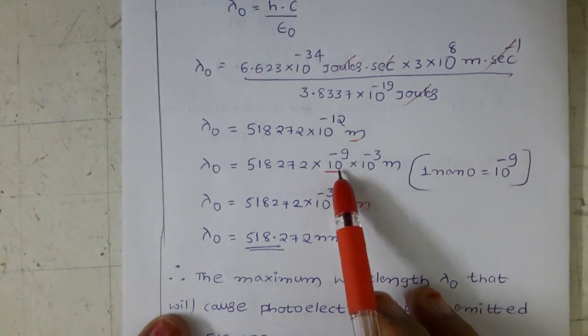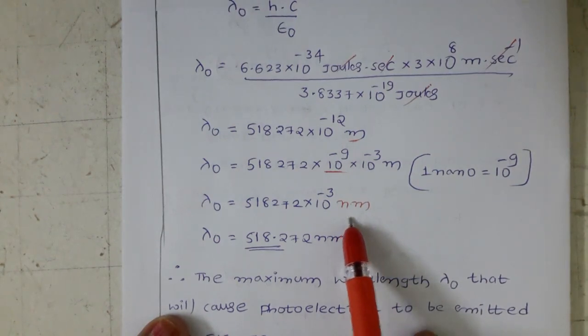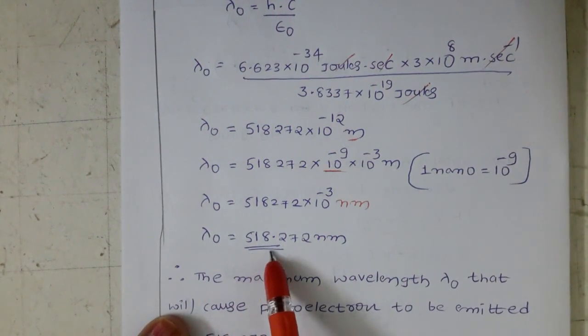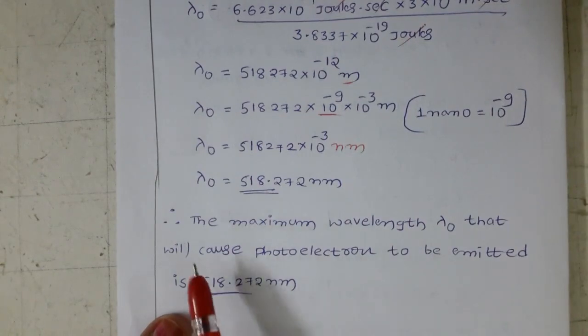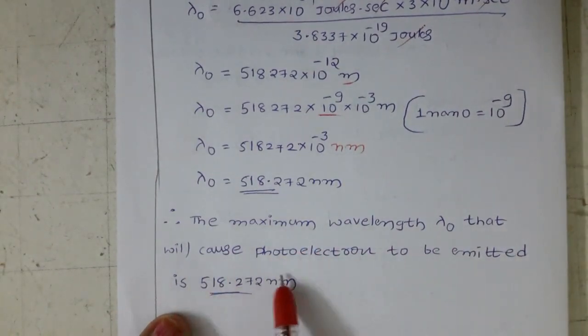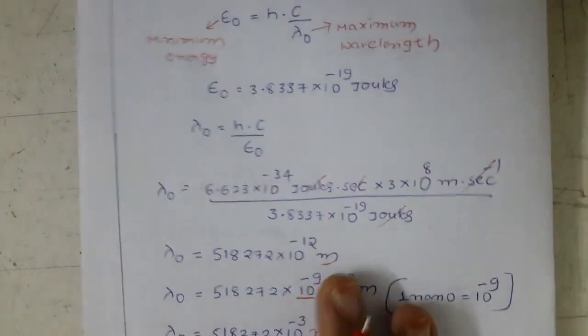So simply, this 10 to the power of minus 9 I will write as n, that is nothing but nano. Already we have the meter. So lambda naught, how much? 518.272 nanometer. Therefore the maximum wavelength lambda naught that will cause a photoelectron to be emitted is 518.272 nanometer. Okay. Next, this is about problem number 1.8. Next, numericals on the photoelectric effect.